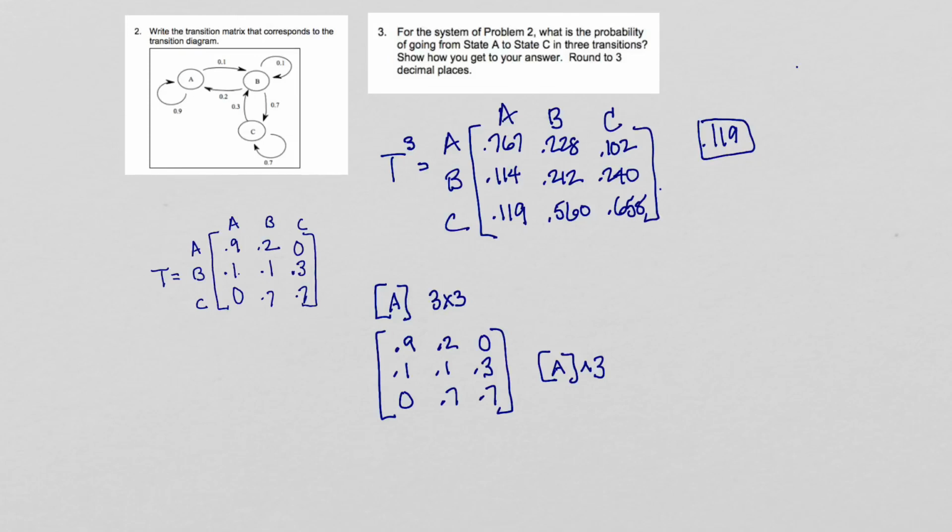But our problem just asks us, what's the probability of going from A to C in 3 transitions? I'll take the transition matrix, raise it to the 3rd power, and that's my answer right there.